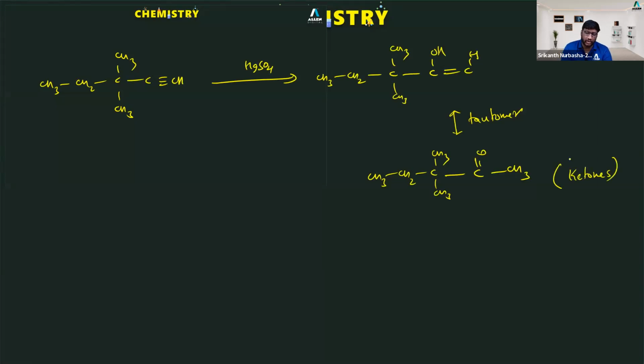Addition of water to a terminal alkyne, according to Markovnikov rule, ultimately gives the respective ketone. The ketone is obtained upon tautomerization.